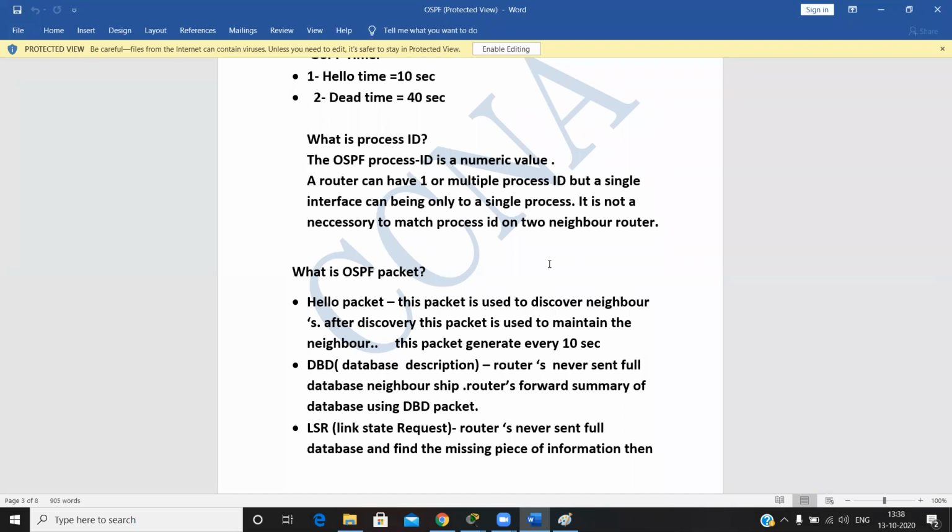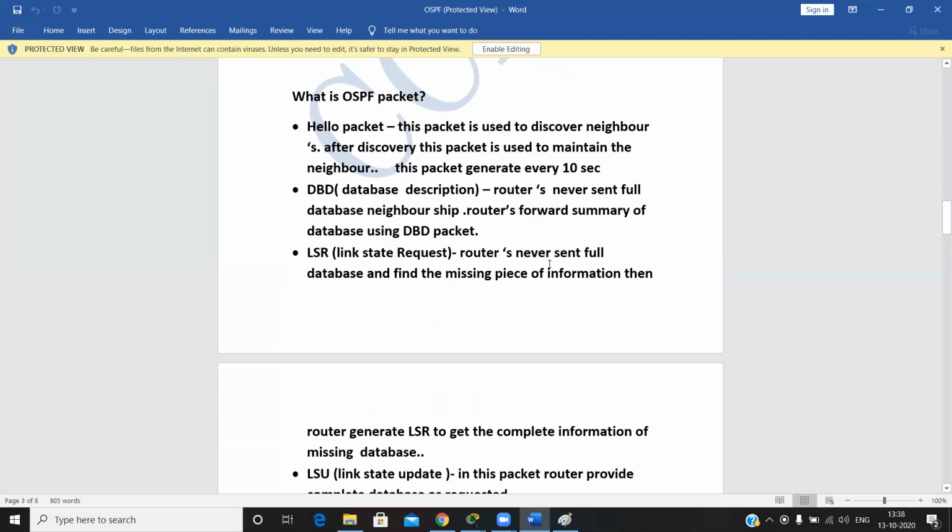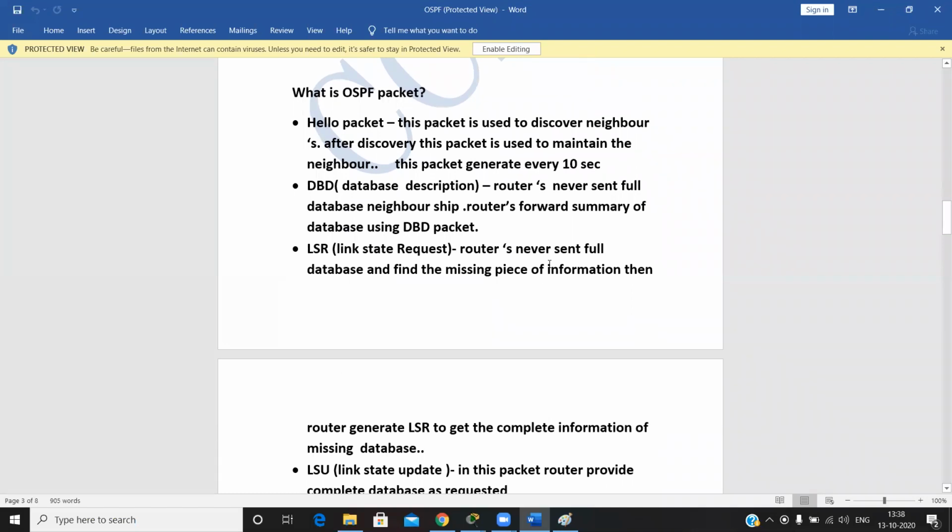Now we come to the OSPF packets. In OSPF we have five types of packets. First one is hello. This packet is used to discover the neighbor, and after discovery it is used to maintain the neighbor also.